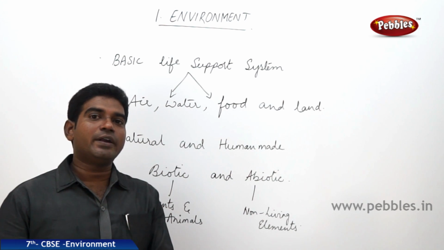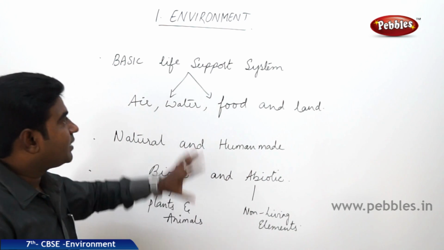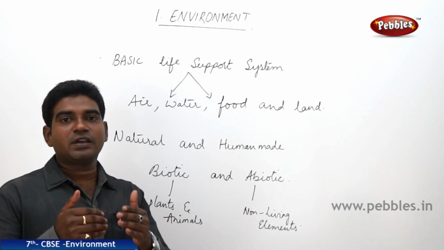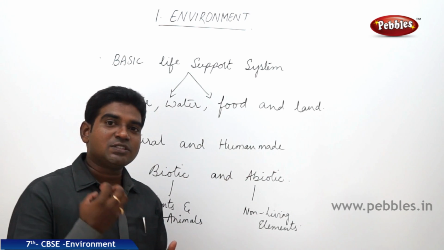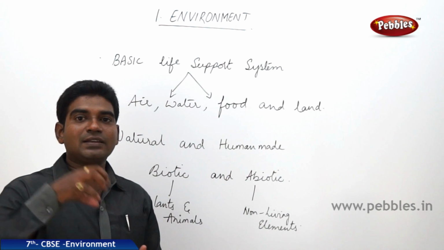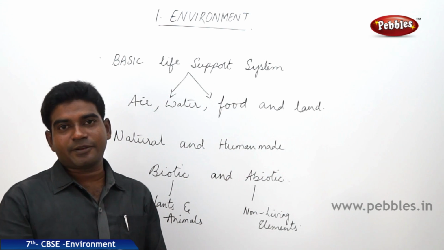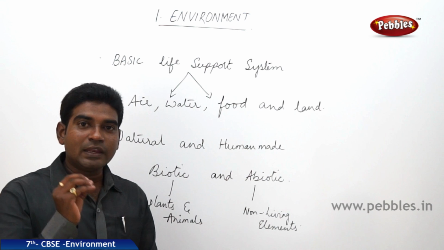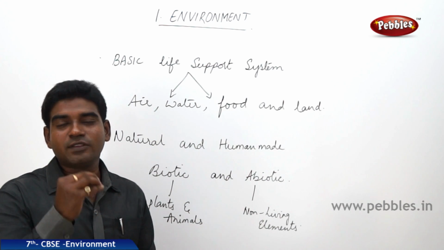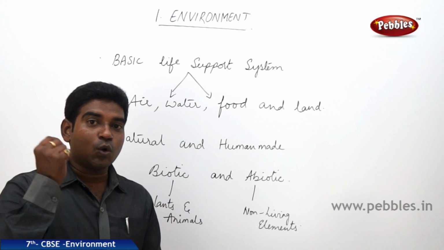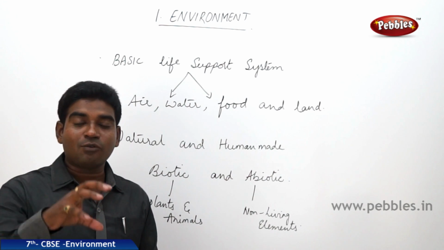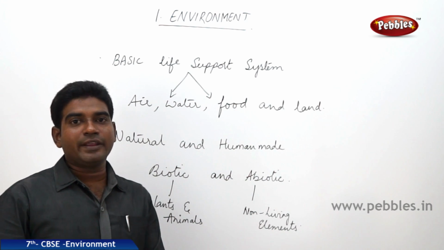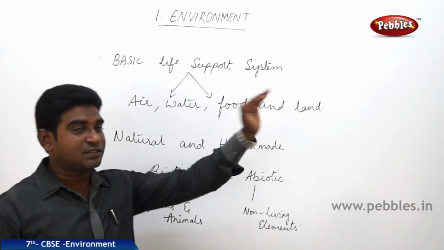Coming to the definition of the word environment. Environment is, in simple words, the basic life support system. The system which is needed to support life on the planet Earth is known as environment. We need a set of conditions to be in place in order to live happily, to survive on this planet. So, the conditions which are required to survive on this planet are known as environment. We also call it the basic life support system.